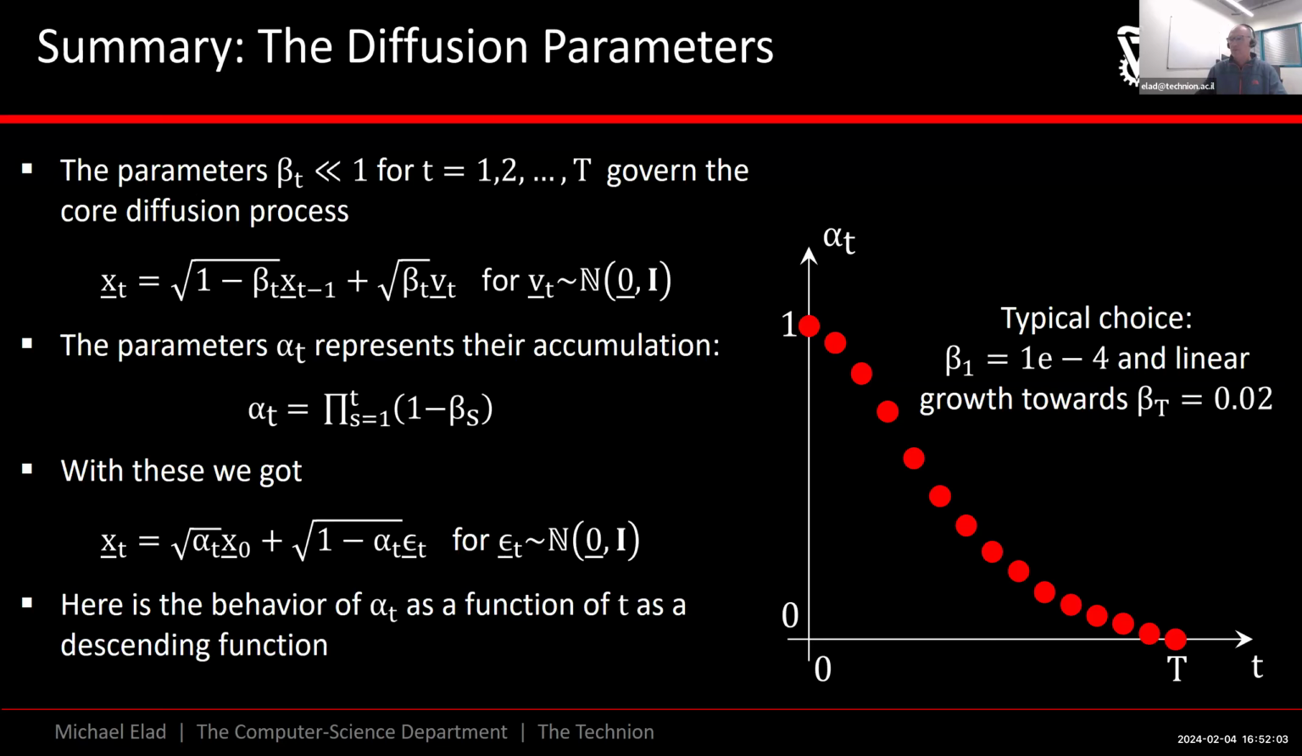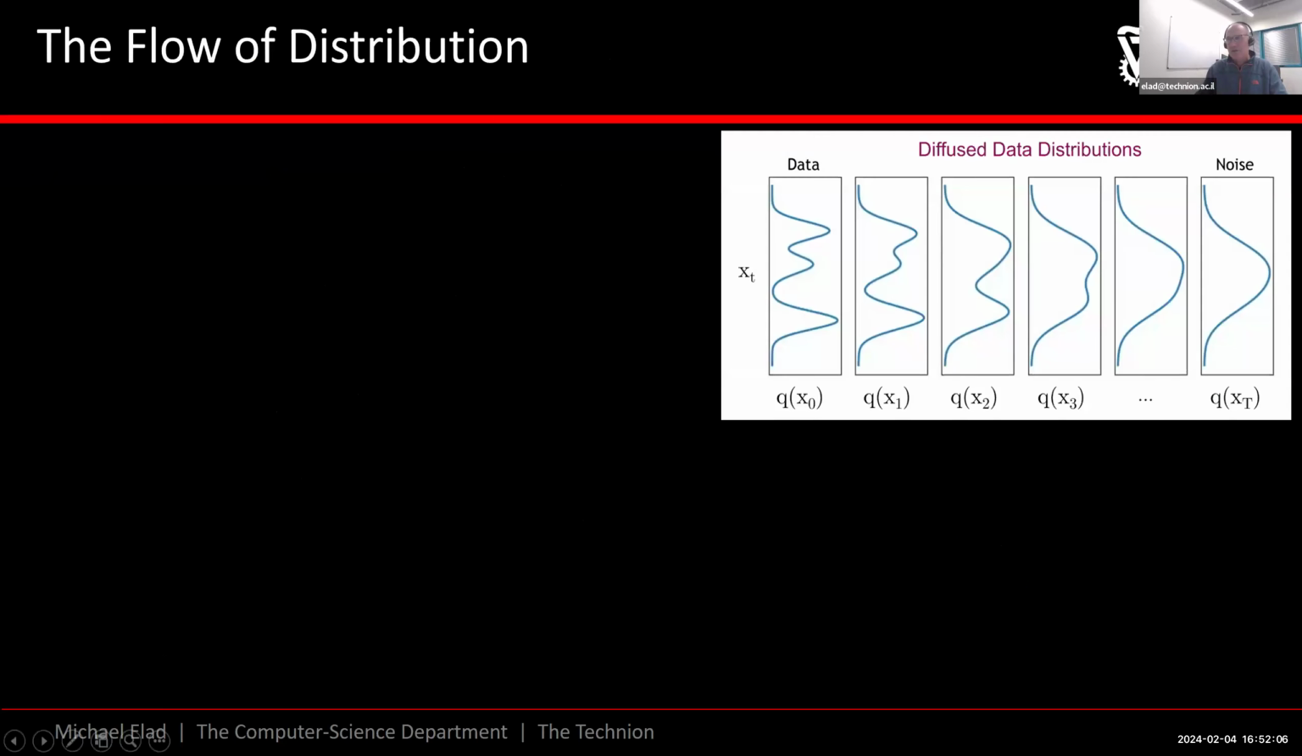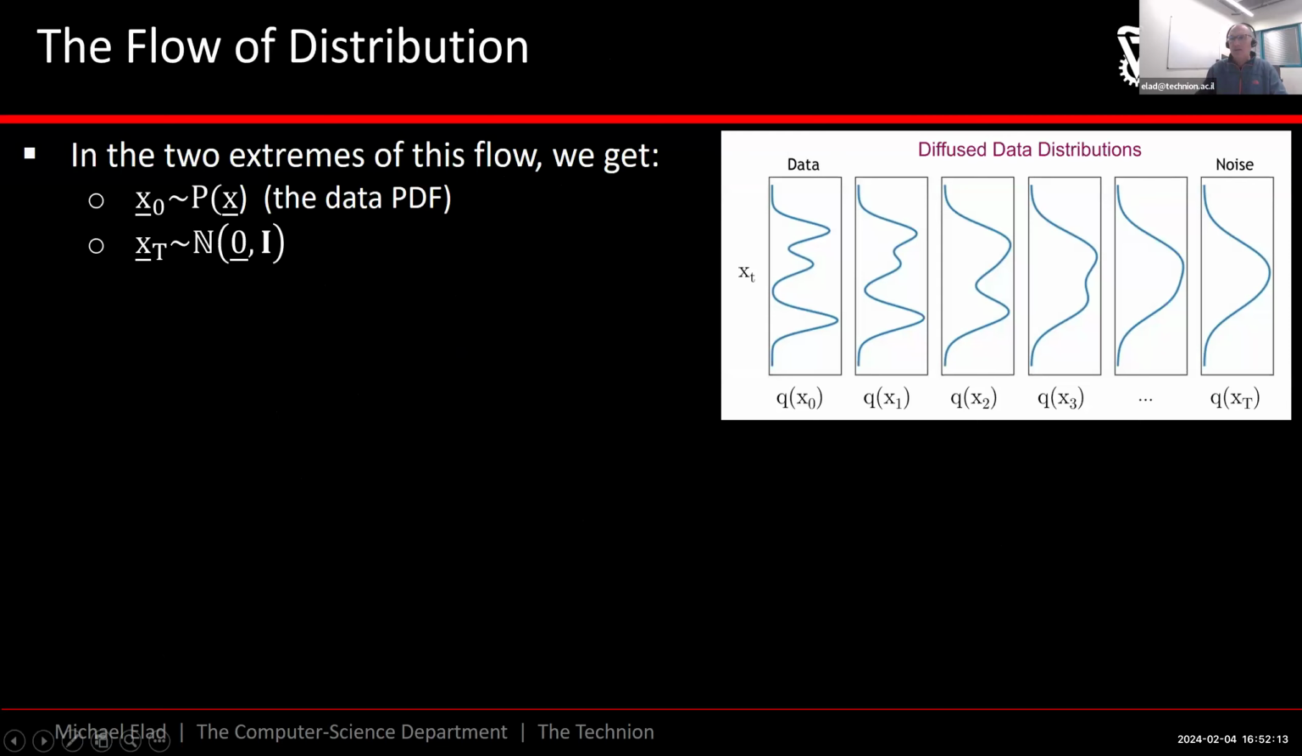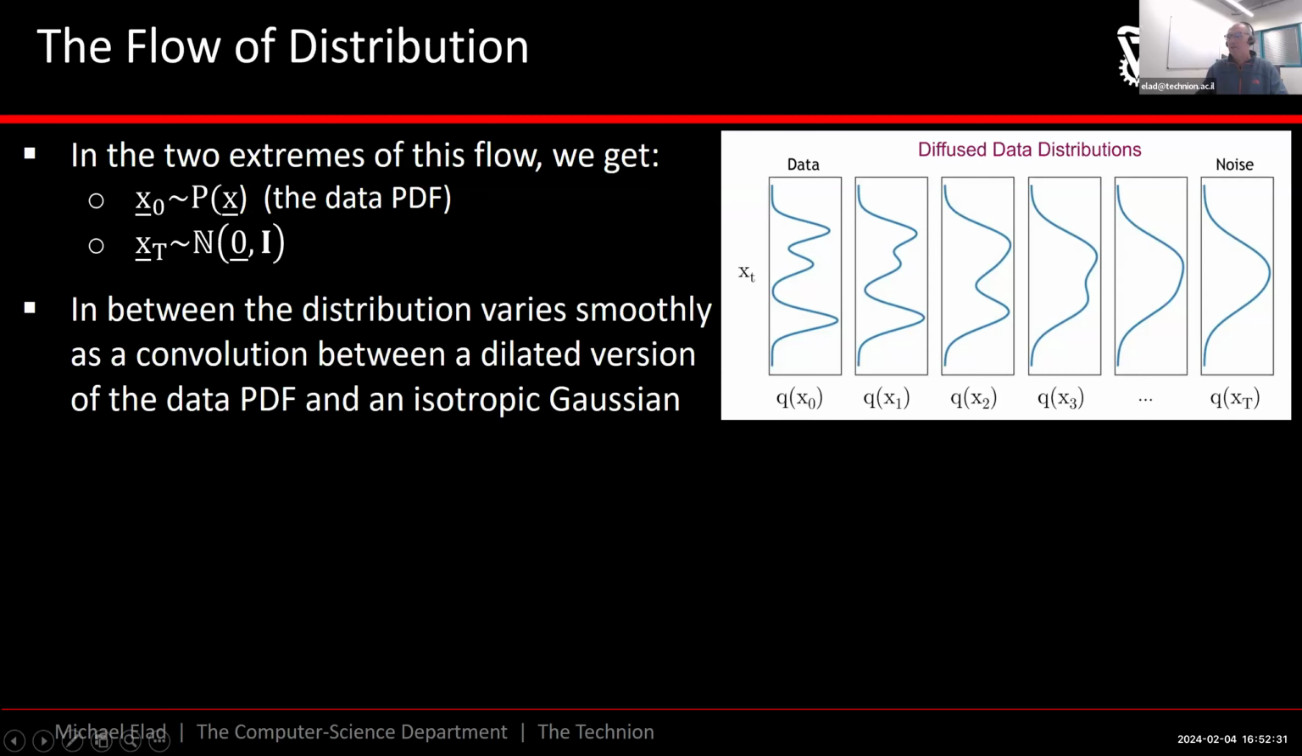Moving on, here is what actually happens as we move forward from x0 to x1 to x2, etc. Each of them has a distribution. We start with x0. The distribution is the distribution of the images that we are after. When we finish and we get to x1000, xT, capital T, it's nearly Gaussian, pure Gaussian with zero mean and identity as covariance. In between, we get intermediate distributions that, we saw this last week, are convolutions of some sort between a dilated version of P of x and a Gaussian.